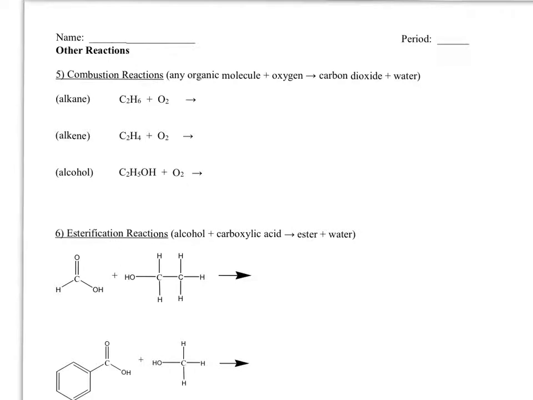So for these, it's pretty easy what the products are. They're always going to be the same, right? The tricky part about it is balancing it. So let's go ahead and try to balance this one. So I'm going to need 2 of these, 4 of these, 6 of these, and then 7 O2.